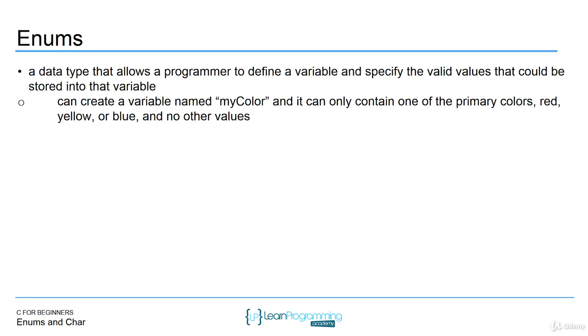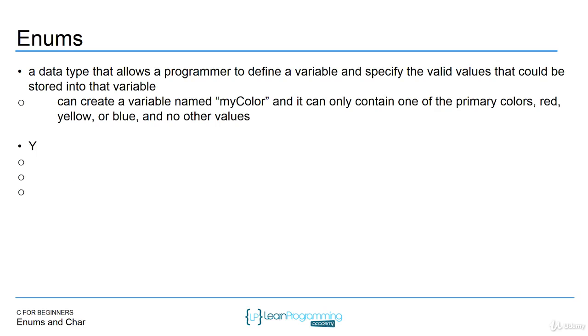So for example, you could create a variable named myColor, and if it's a certain enum type, you can set it so that it can only be assigned values of primary colors, such as red, yellow, or blue. And then no other values can be assigned to it. The compiler will give you an error. It's sort of like a data type that you can create, but you're going to have to define the data type, and then create variables of that type.